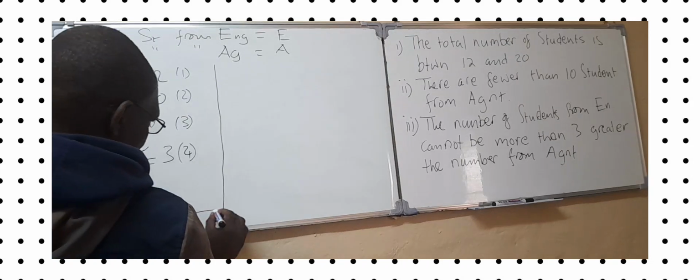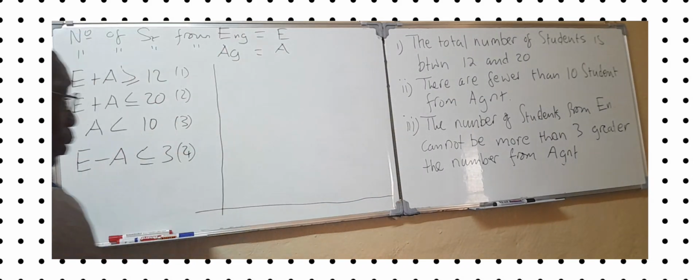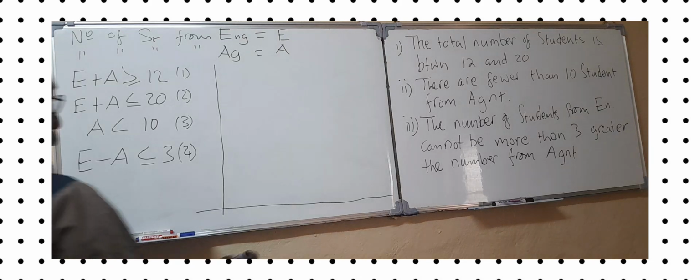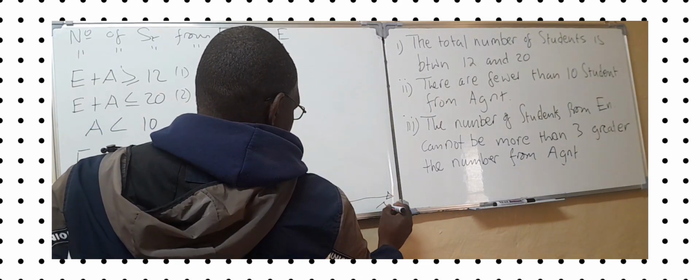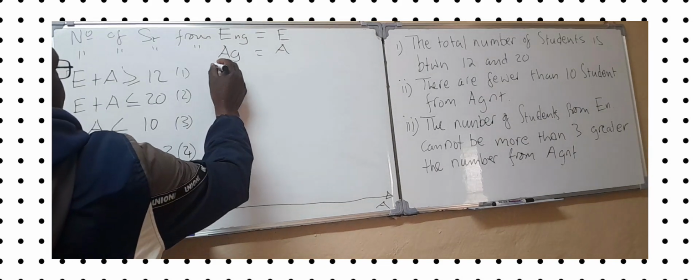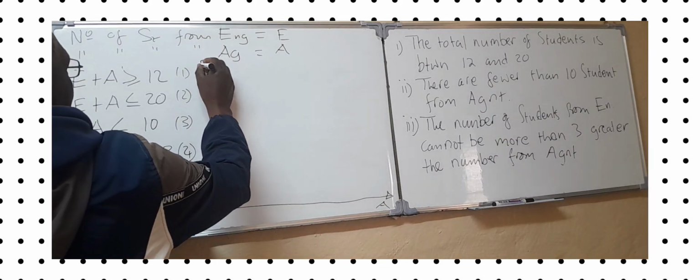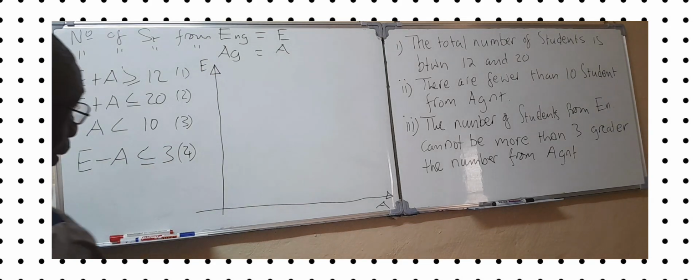And here is my horizontal axis. Let's call the horizontal axis A, representing the number of students from Argentina. And let's call the vertical axis E to represent the number of students from England. Let's nicely calibrate our axis.